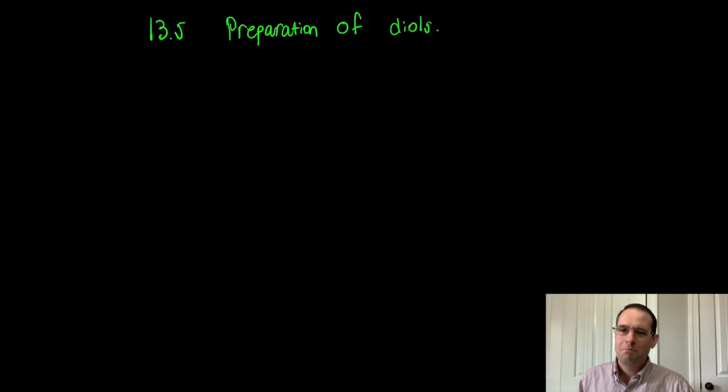As you can see, there are many more reactions in the second course of organic chemistry. Section 5 here in chapter 13, we want to talk about the preparation of diols. Before I just jump right on in, I want to talk about naming diols.